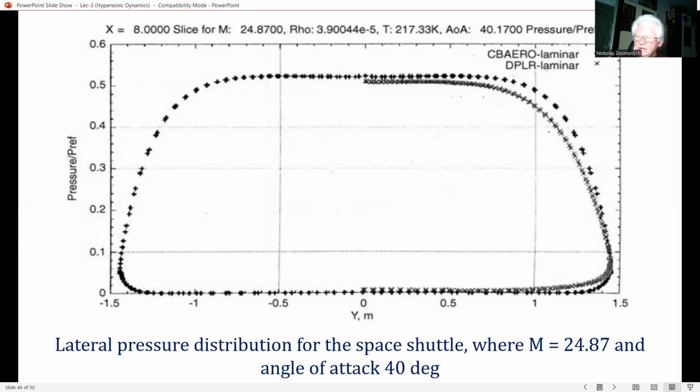This result from CBAERO is compared with a CFD result, DPLR. So the modified CBAERO result compares very well with our detailed CFD calculation, except in the shoulder region, where CBAERO slightly over-predicts the pressure. And we can see that on this one, okay?